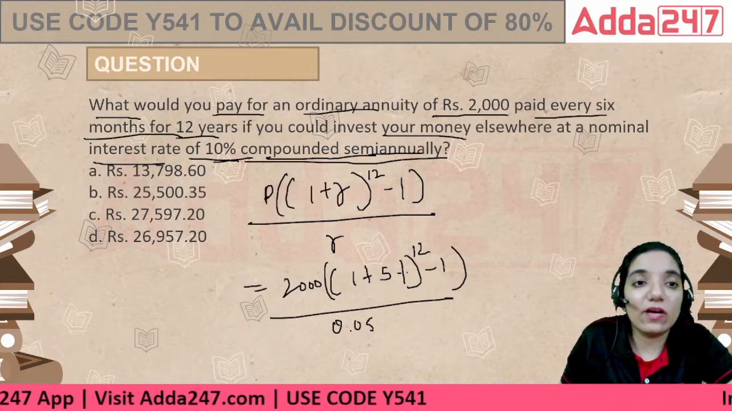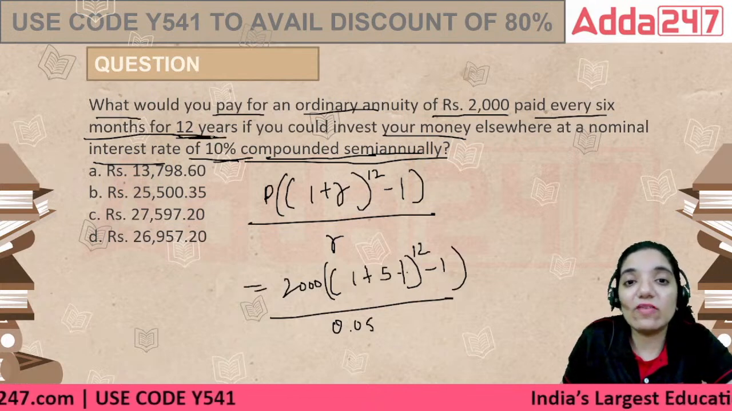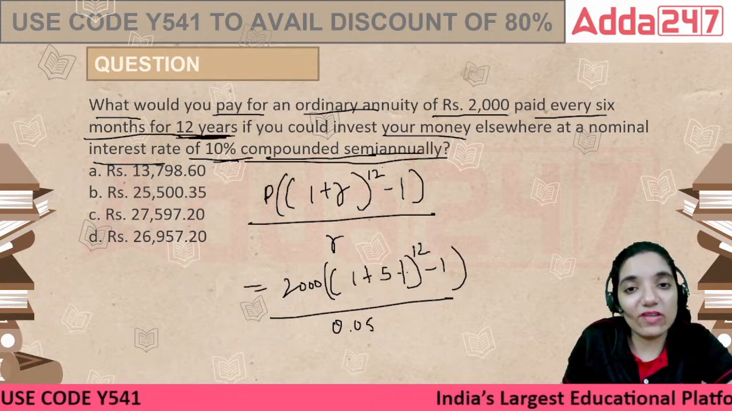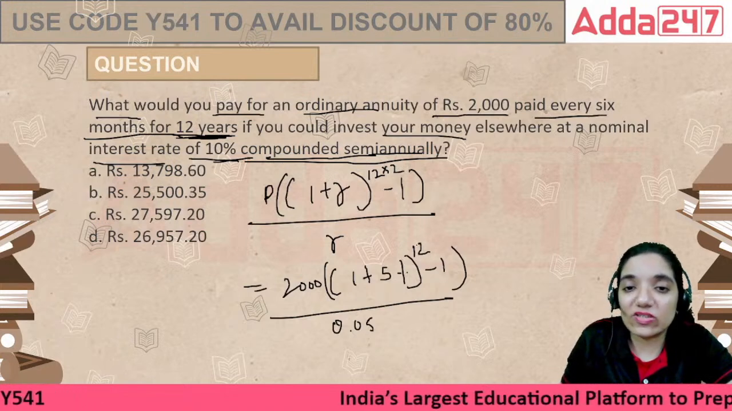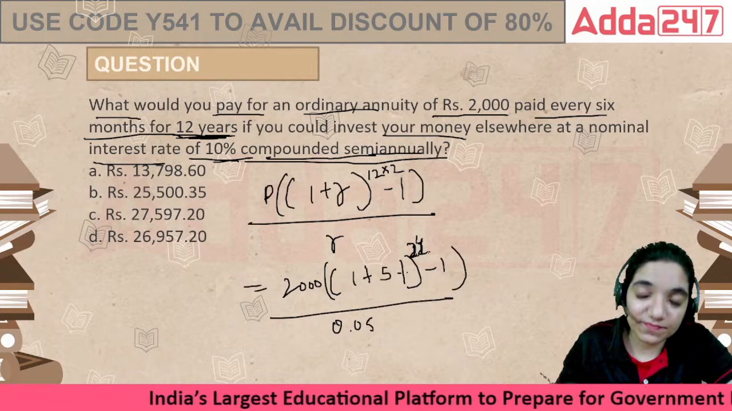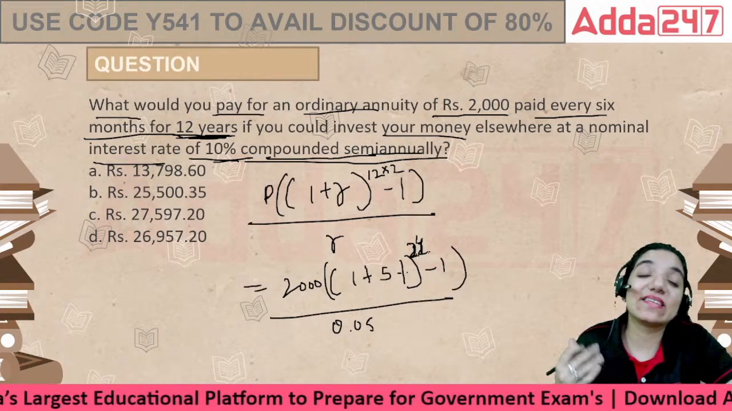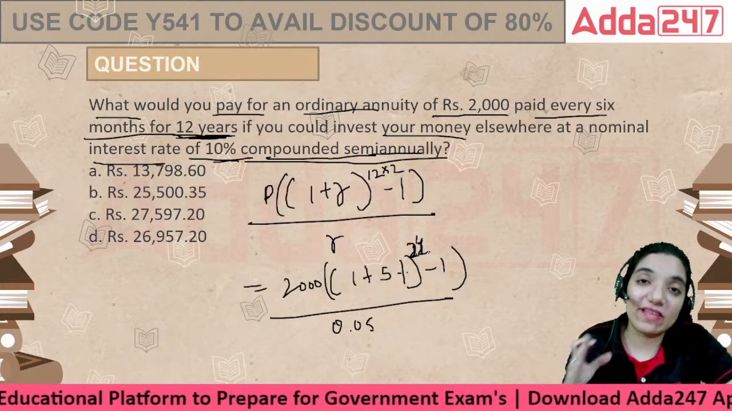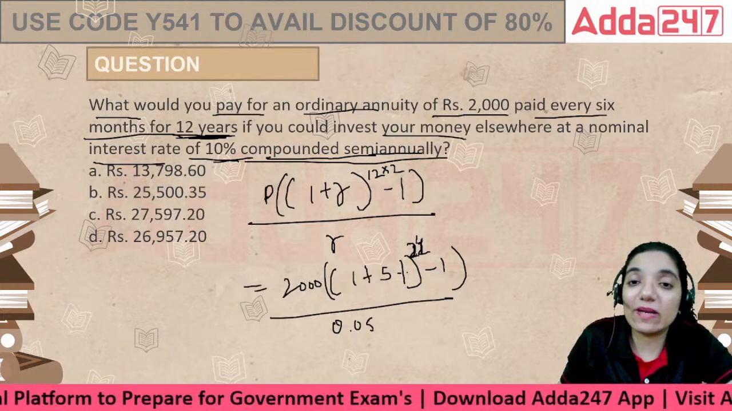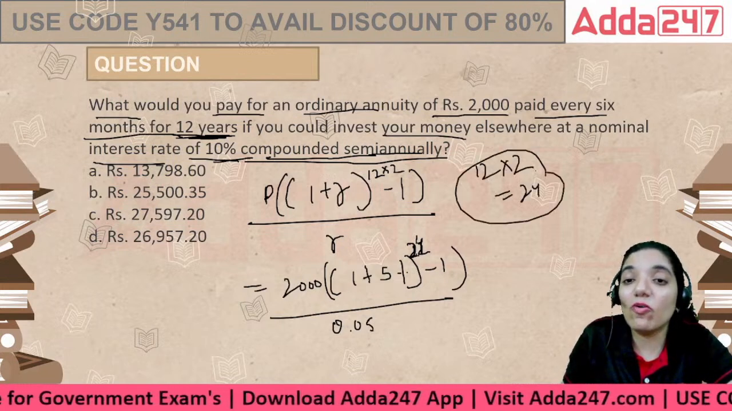Okay, now there is one more point. Every 6 months for 12 years. If it is for 12 years, then we'll have to multiply it by 2. So this would be 24 times rather than 12 times. It is 24 times because it is compounded semi-annually. That means for 12 years we'll be compounding it twice a year. So it is going to be 24 times, right?